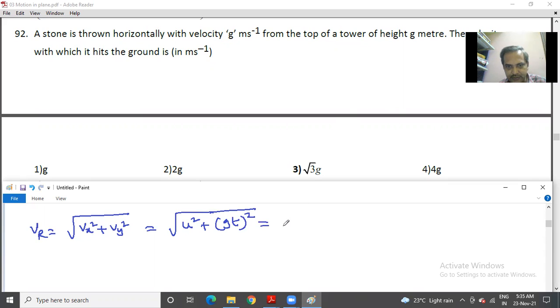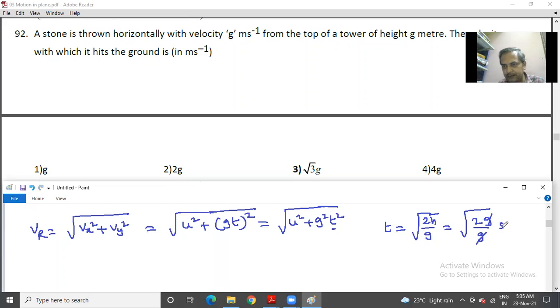So what we can write is u square plus g square t square. So what is this? t is time of descent. So in this projectile motion, the time of descent expression is root of 2h by g. In the question, h is mentioned as g meters. So what you will get is 2g by g. So it will be root 2 seconds.